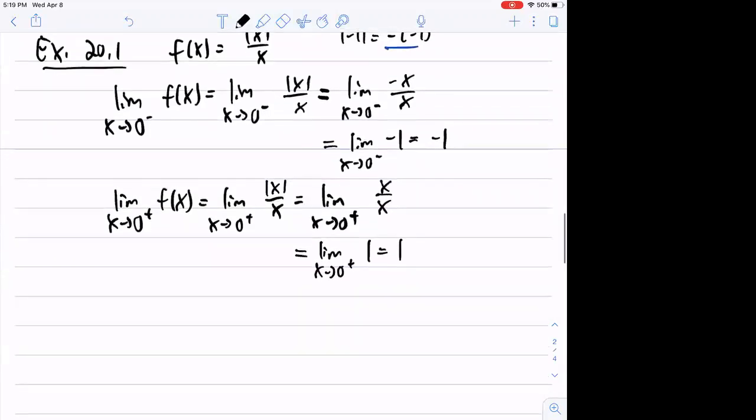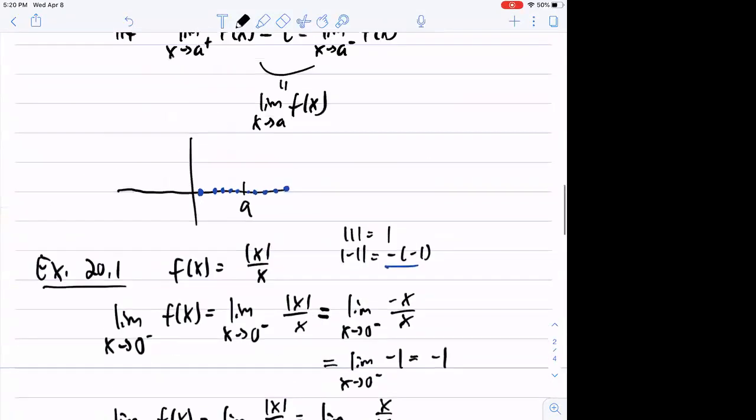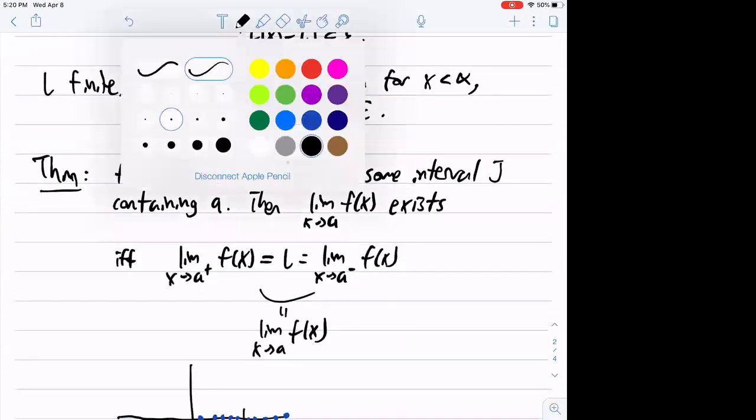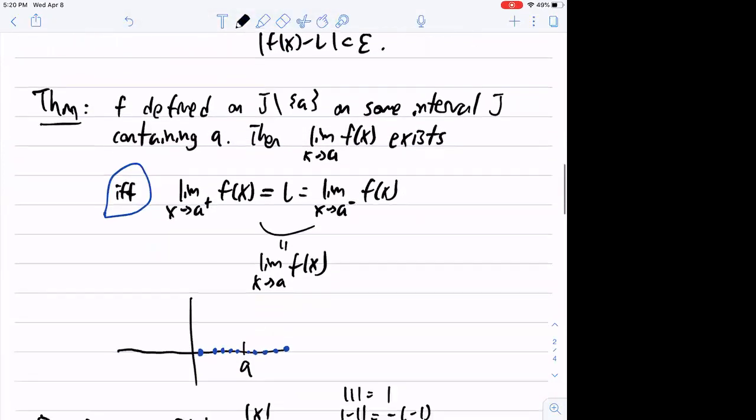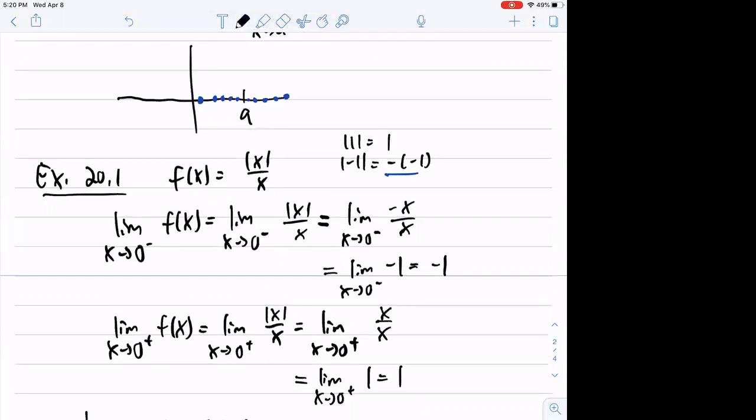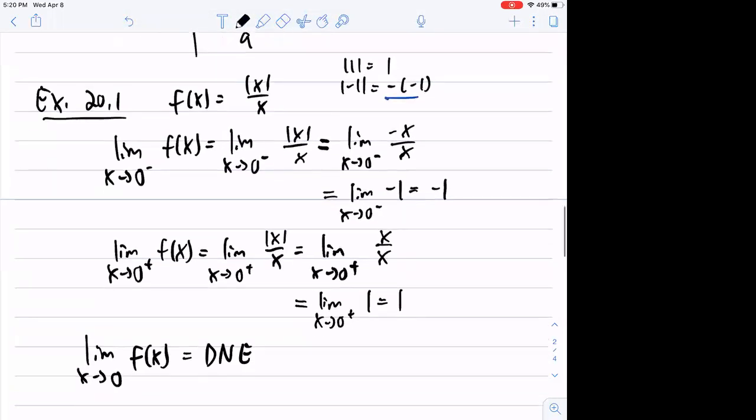So you see that the left and right limits are not equal, so the limit as x goes to 0 of f of x does not exist, because the left and right limits are not equal. Note I'm using this theorem, which is if and only if. It's really strong. To check whether some limit exists, you check whether the left and right limits exist and are equal. In this case, they're not equal.